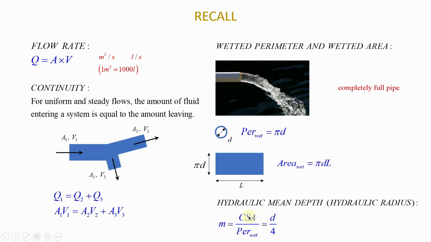And if you replace cross-section area by pi by 4 multiplied by d squared, and then you divide by the wetted perimeter, which is pi d, you do your calculations and you simplify, you will find that the hydraulic mean depth is just equal to the diameter of the pipe divided by 4, okay? This is a very important equation. Sometimes they will ask you to find the hydraulic mean depth. So all you will need to do is to divide the diameter of the duct by 4. Okay, that is very important.